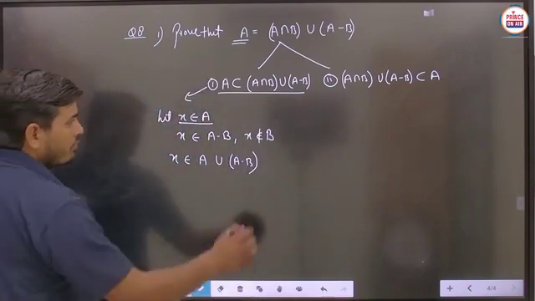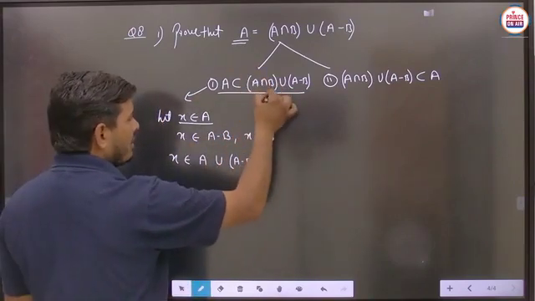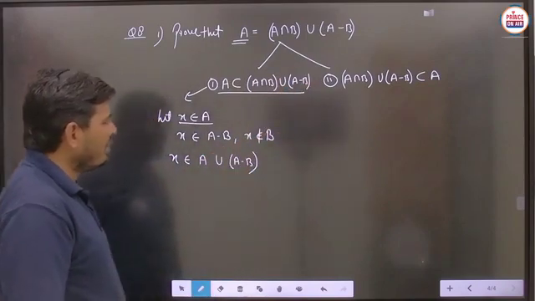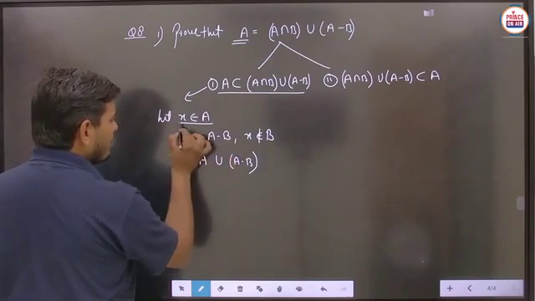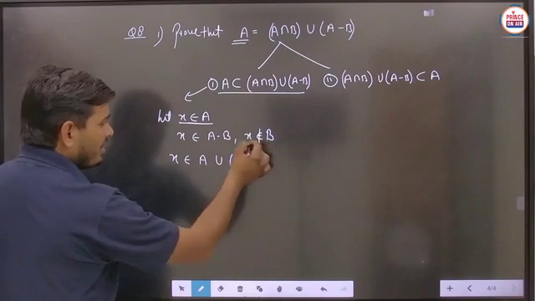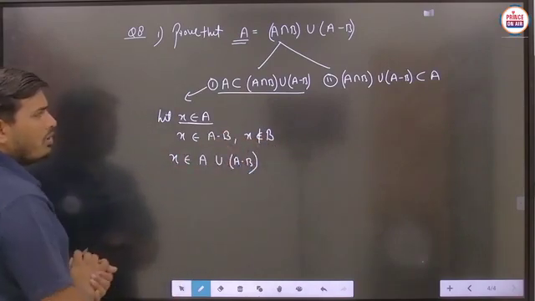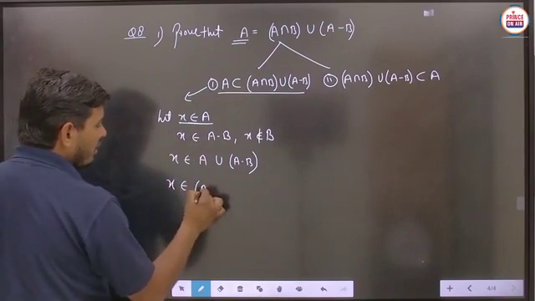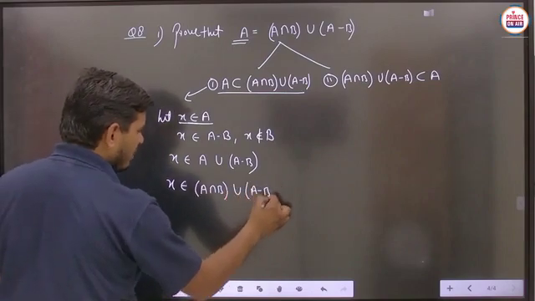Now student, you can say that A intersection B, and here we are saying A minus B. So A minus B is to be there, and according to this situation x belongs to A and x does not belong to B, means this particular element is not found to be common. So you can say that this particular x also belongs to (A intersection B) union (A minus B). Is it to be clear?